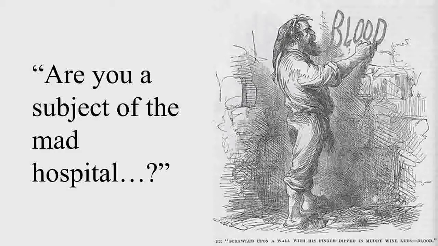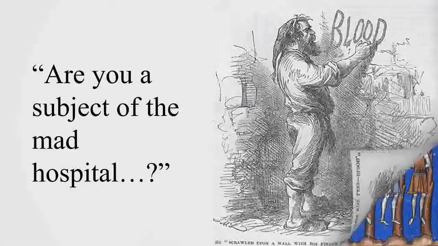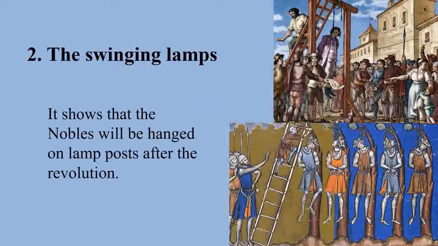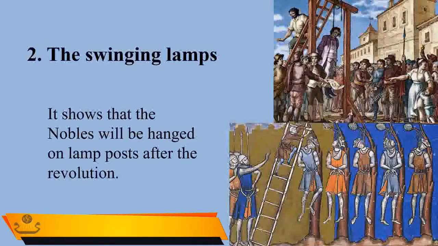Okay, we are going to move to the second image, which is swinging of the lamp. You know that lamps are usually hanged on wooden posts in the streets of France. So the second image shows us the shadow of those swinging lamps, so that after the revolution, the noblemen are going to be hanged in the streets of Paris. Okay, let's move to the third image.